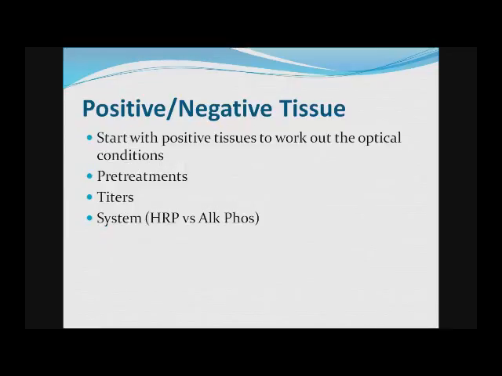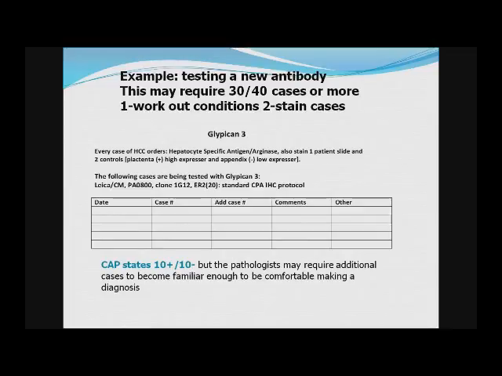When you have the positive tissue, you want to work out all of your optimal conditions, what pretreatment works. You want to work out the titers, and what system. Does this show up better with the DAB HRP, or is it better with ALK-Phos red? And this is just a short example of when we set up glypican 3.